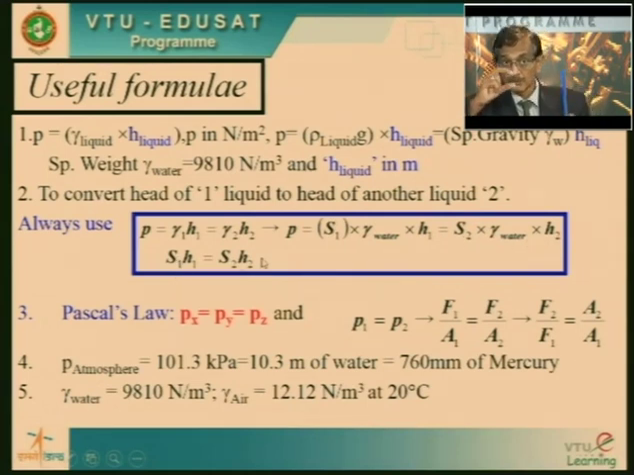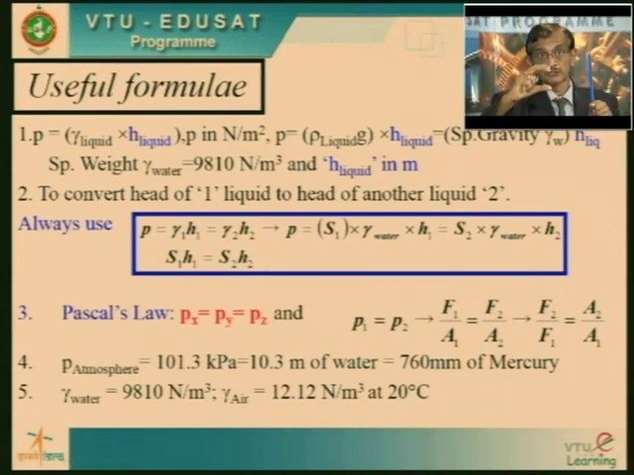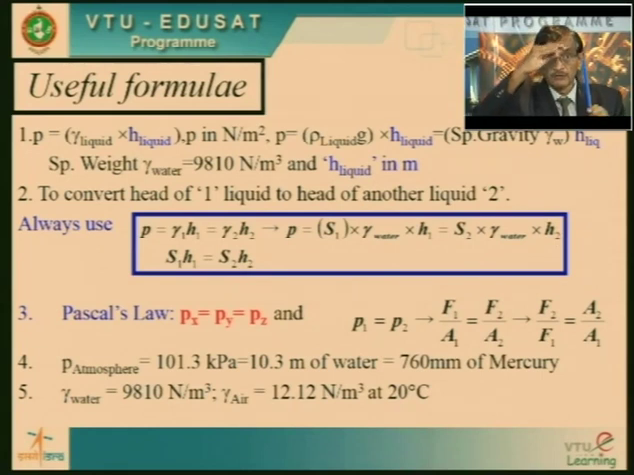So the same intensity of pressure, the small p of say 10 kilopascal, can be measured in terms of water column, can be measured in terms of oil column, can be measured in terms of mercury column or air column. Height will be varying, right?